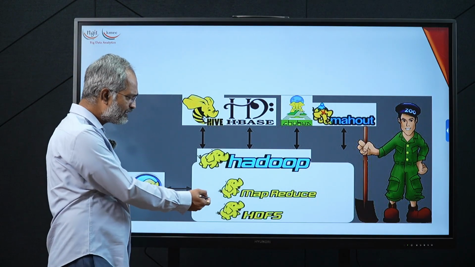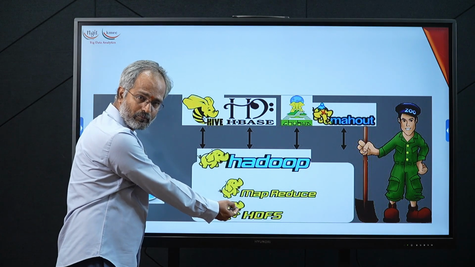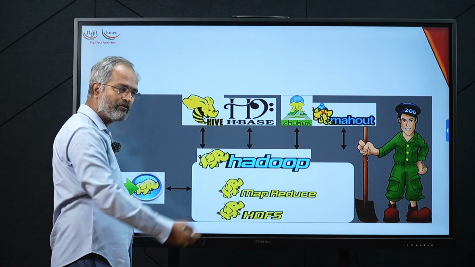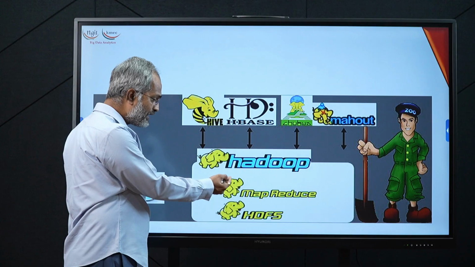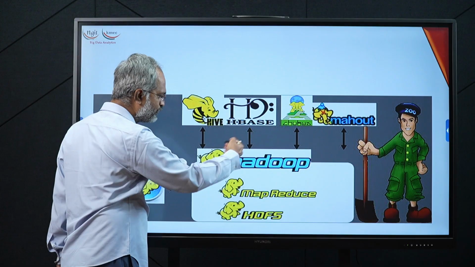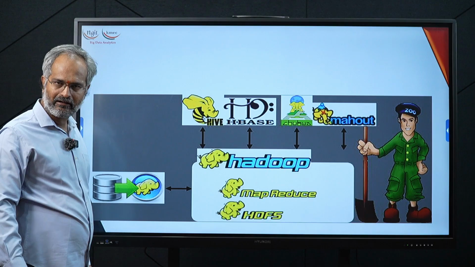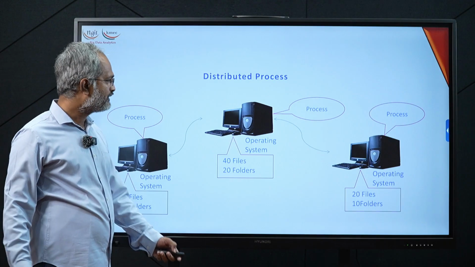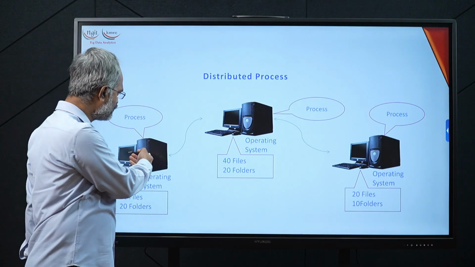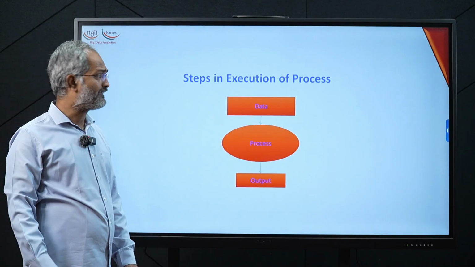If we observe, this is just a recap: there is HDFS, Hadoop Distributed File System, and there is MapReduce. On top of HDFS we have MapReduce, because we should have the data. If you have the data, then only we can process it. So the combination of HDFS and MapReduce is called Hadoop. On top of that, a number of ecosystem projects are developed. So MapReduce is there. Now the distributed process, we already discussed. The process is distributed onto various machines and executed.